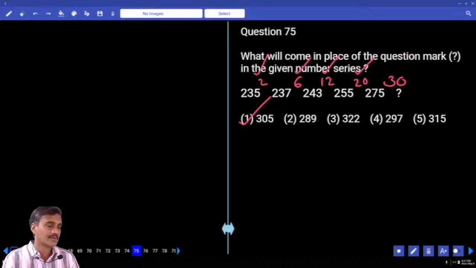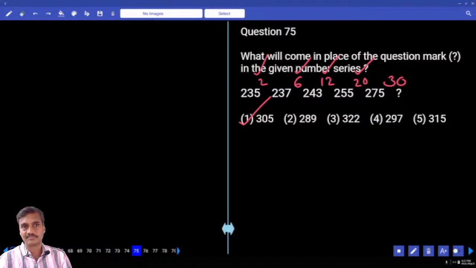Now, this is about number series, paper number 15, RRB PO. Clear?